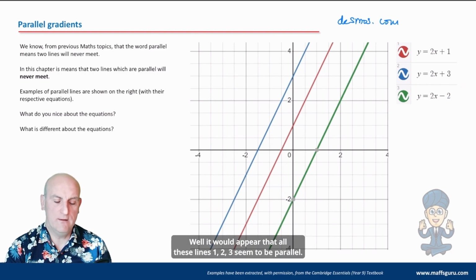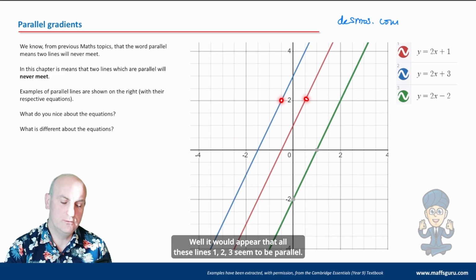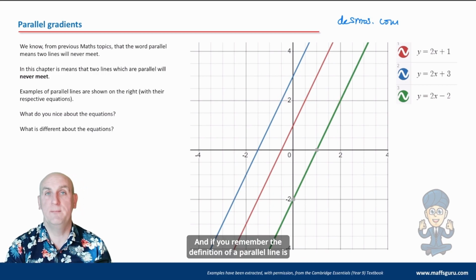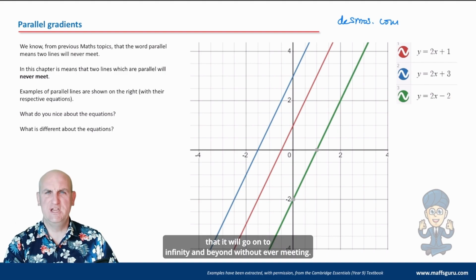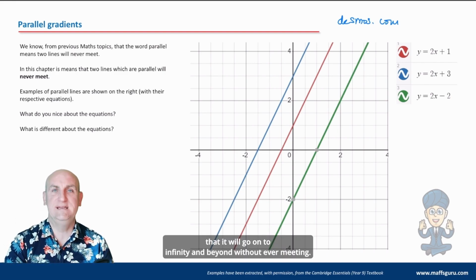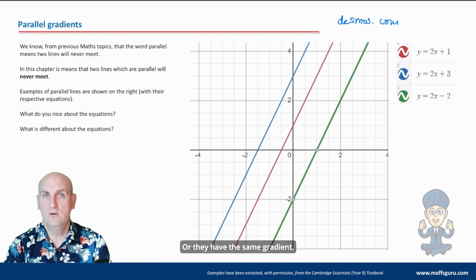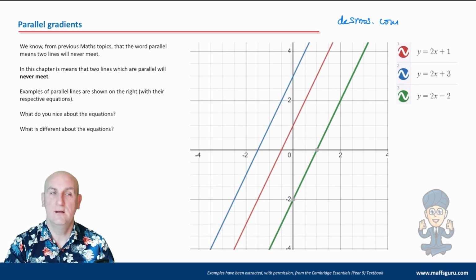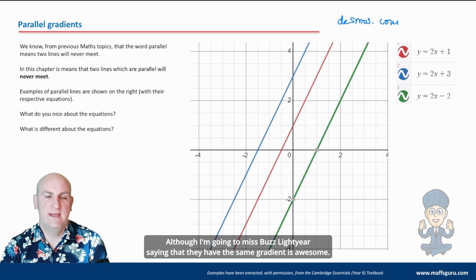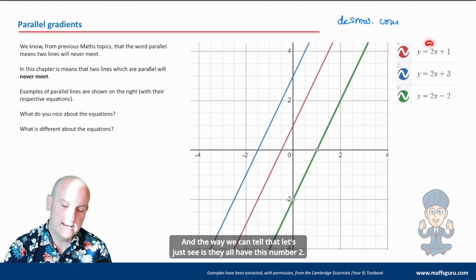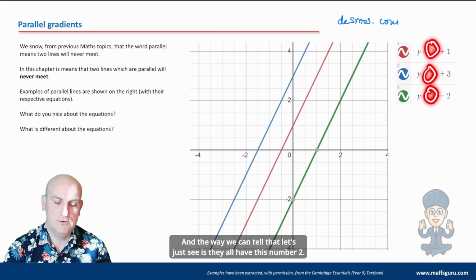Well, it would appear that all these lines seem to be parallel. And if you remember, the definition of parallel lines is that they will go on to infinity and beyond without ever meeting. All right, so parallel, they'll go on and on and never touch. Or they have the same gradient. Oh, that's nicer. Although I'm going to miss Buzz Lightyear. Saying that they have the same gradient is awesome. And the way we can tell that is they all have this number 2. More on that in a moment.